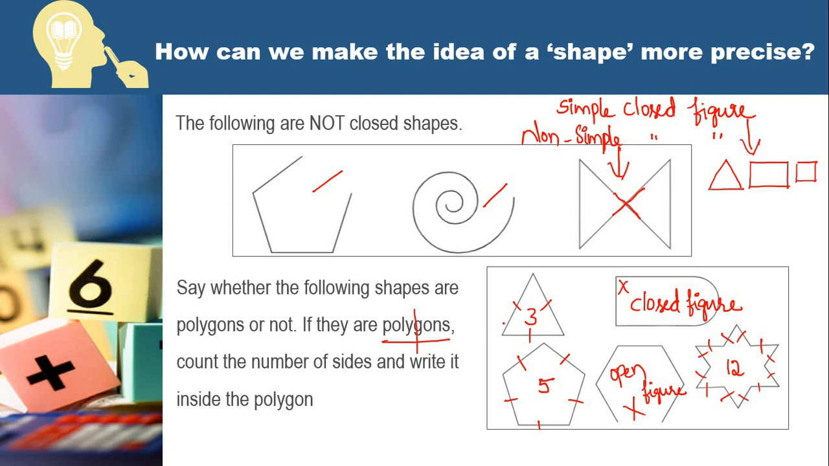Is it clear children? Did you find the difference between polygons and closed figures and open figures, and simple closed figures and non-simple closed figures? Simple closed figures never intersect. Example, triangle, rectangle, square, etc. Non-simple closed figures intersect with each other.